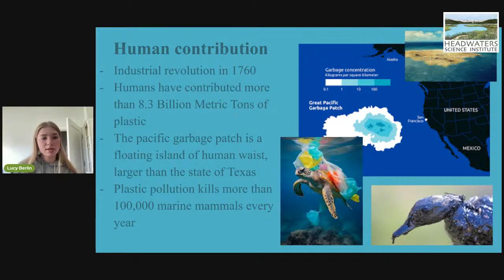And since the 1760 Industrial Revolution, humans have created 8.3 billion tons of plastic. One of the most famous consequences is the Pacific Garbage Patch, which is a floating island of plastic larger than the state of Texas. And plastic pollution has been known to kill more than 100,000 marine mammals per year.